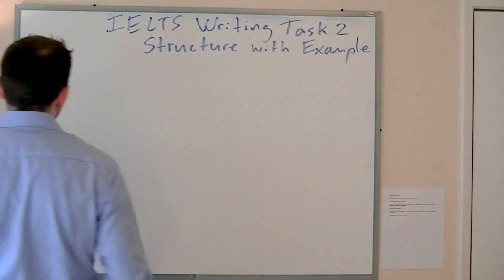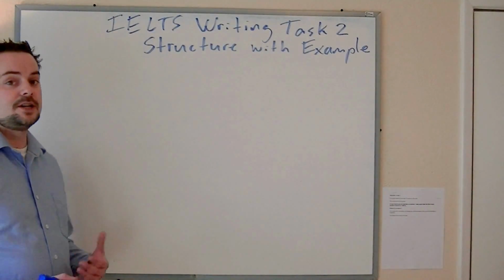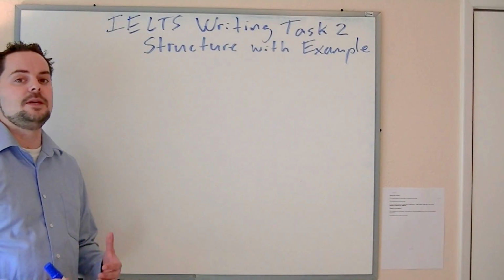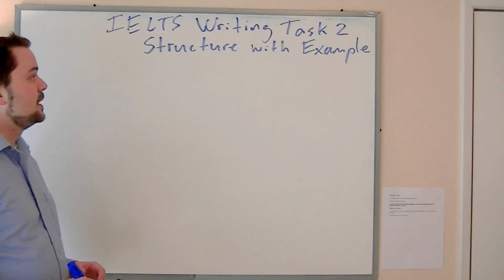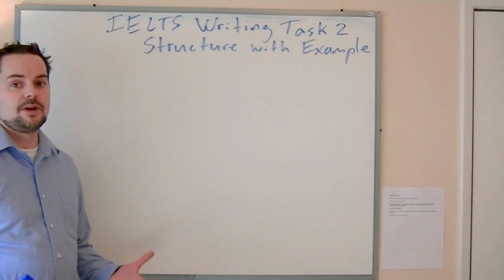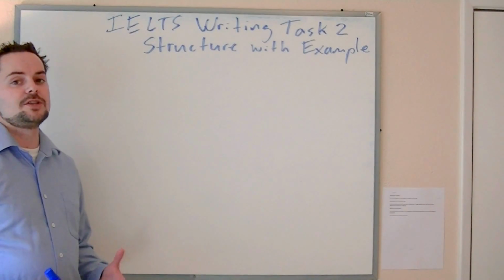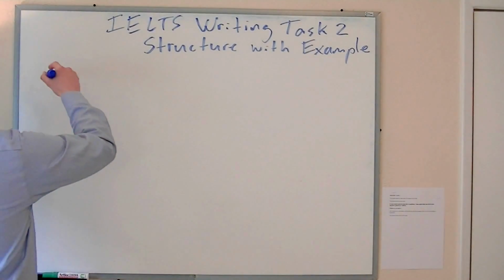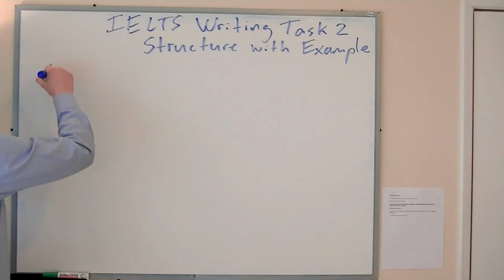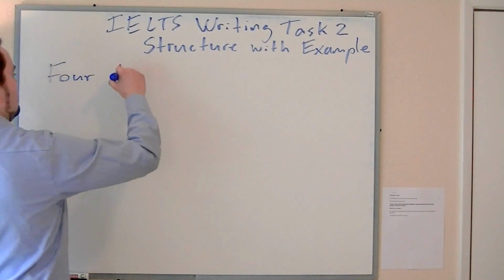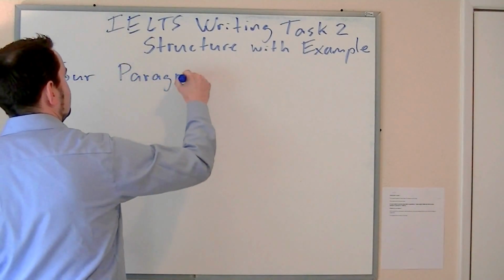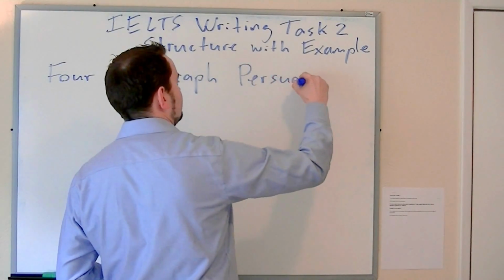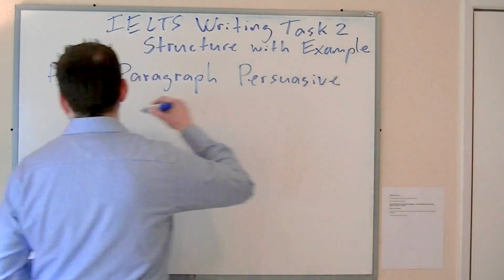Okay, so as we talked in the introductory section of these classes, the task 2 has minimum 250 words and it's going to be a 4-paragraph essay. Some students write 3, some students write 5 paragraphs. I strongly suggest to do a 4-paragraph essay with 2 strong points. So, 4-paragraph persuasive essay.